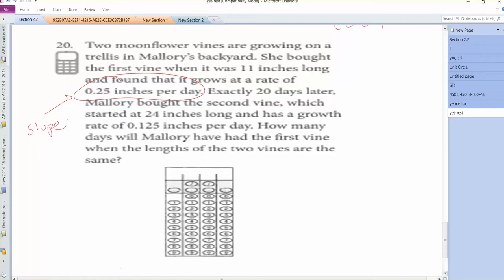Hopefully you watched the video on linear equations where we talk about how you can extract the slope from the problem, because the slope is a rate of change. It's simply the change in y over change in x, or the change in some value, in this case the change in the height of a plant, divided by time.